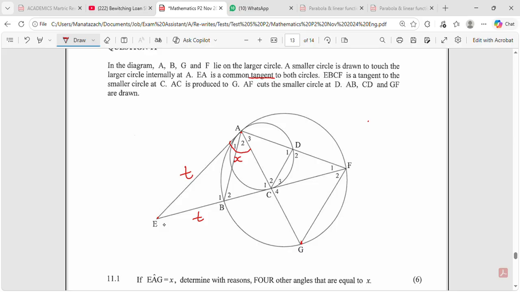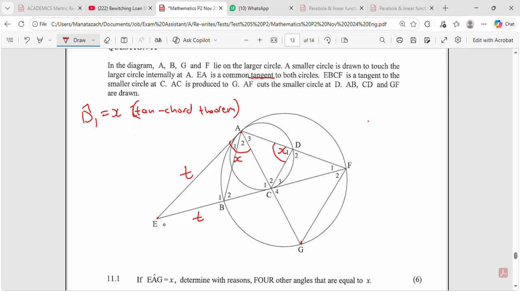Since this is a tangent and that is a chord, can you see the chord AC of the smaller circle? So that means this D1 is equal to X. First of all, I'm going to say D1 is equal to X. The reason I'm going to say is the tan-chord theorem. Just going to put it in round brackets like this. Okay, so let's just update an X there.